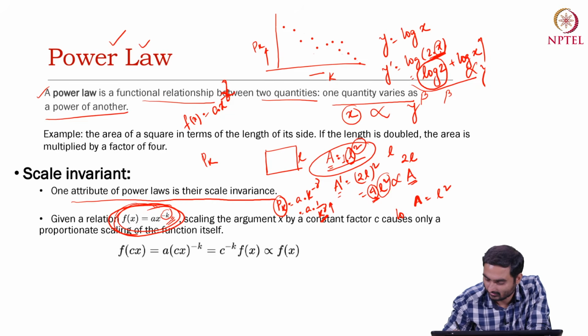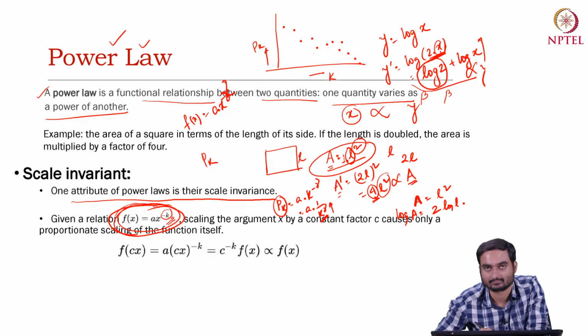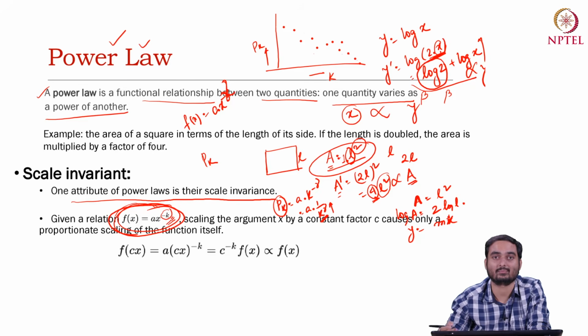If you take log of L squared, it would be 2 log of L, right. What is this? This is basically y equals to mx. Y equals to mx is what? This is basically an equation of a line, right.